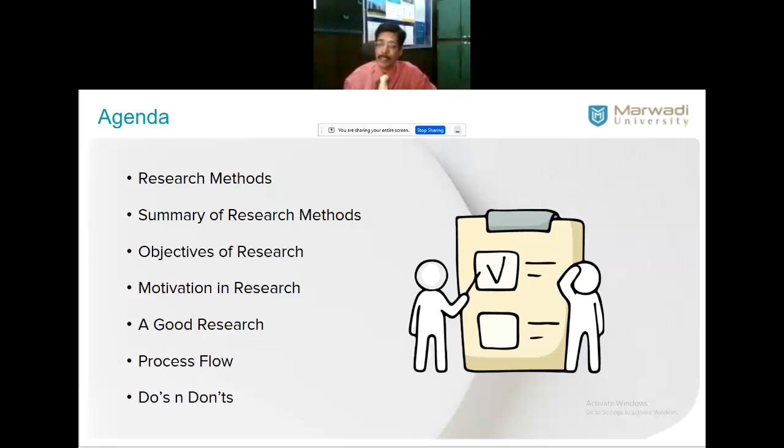Okay, somebody does the research. This is what is in the minds of most of the young teachers as of now: what will I get, what motivation will I get. That's the fourth agenda item. Fifth, is there anything like good research or bad research? If so, what are the attributes of good research? Then the process flow, what are the stages in that, and certain do's and don'ts.